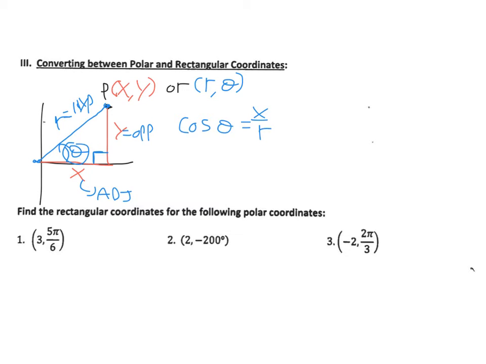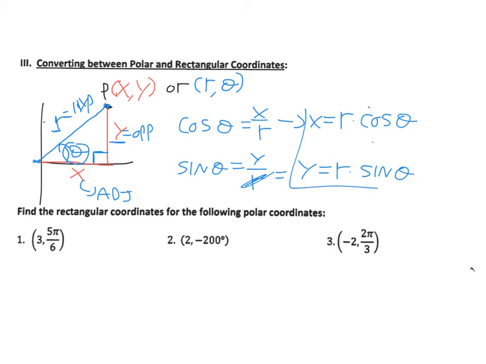If I want to get x by itself, I multiply by r on both sides, and I get x equals r times the cosine of theta. Then if I do sine of theta, this is opposite over hypotenuse, which is y over r. To get y by itself, I multiply both sides by r to cancel this r out. So y equals r times the sine of theta.